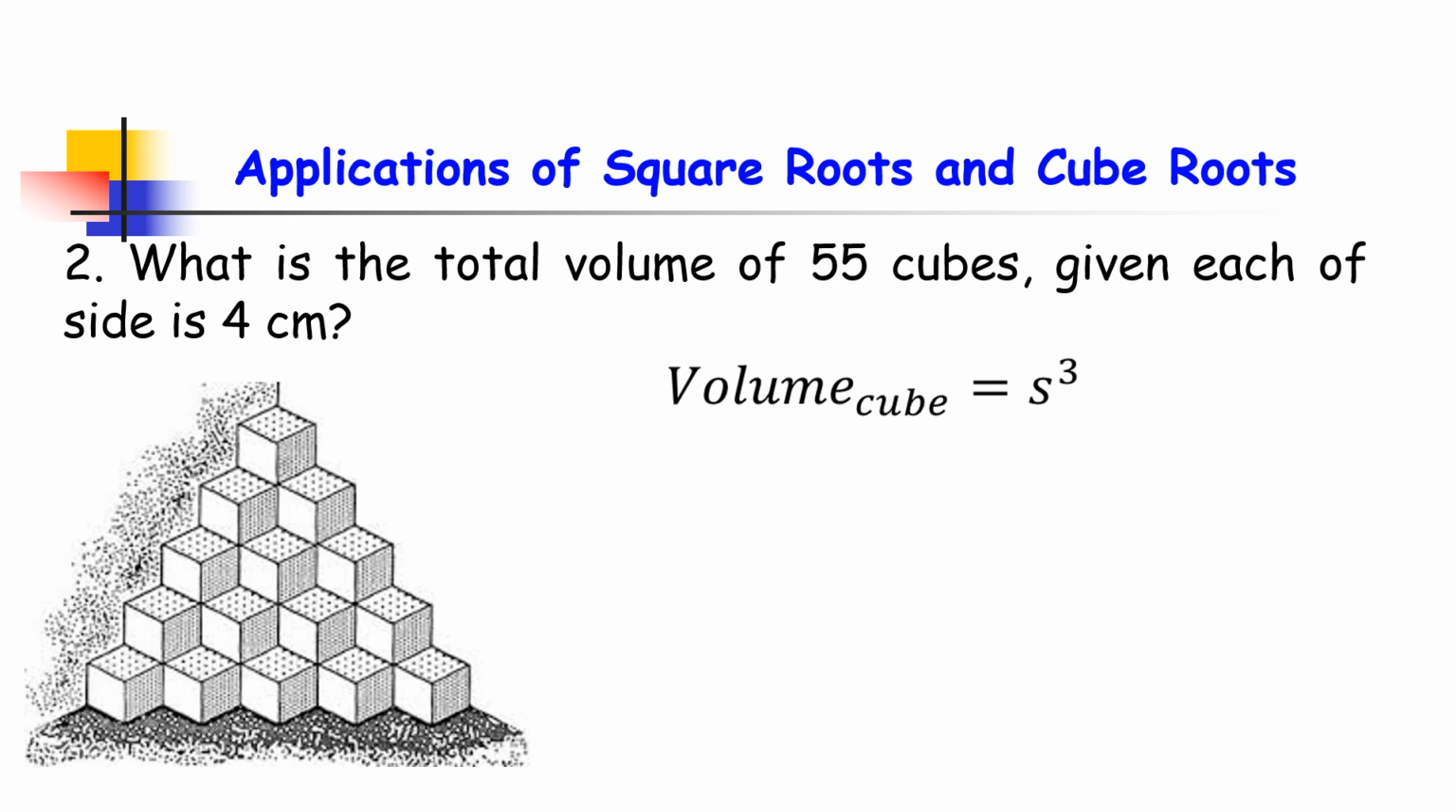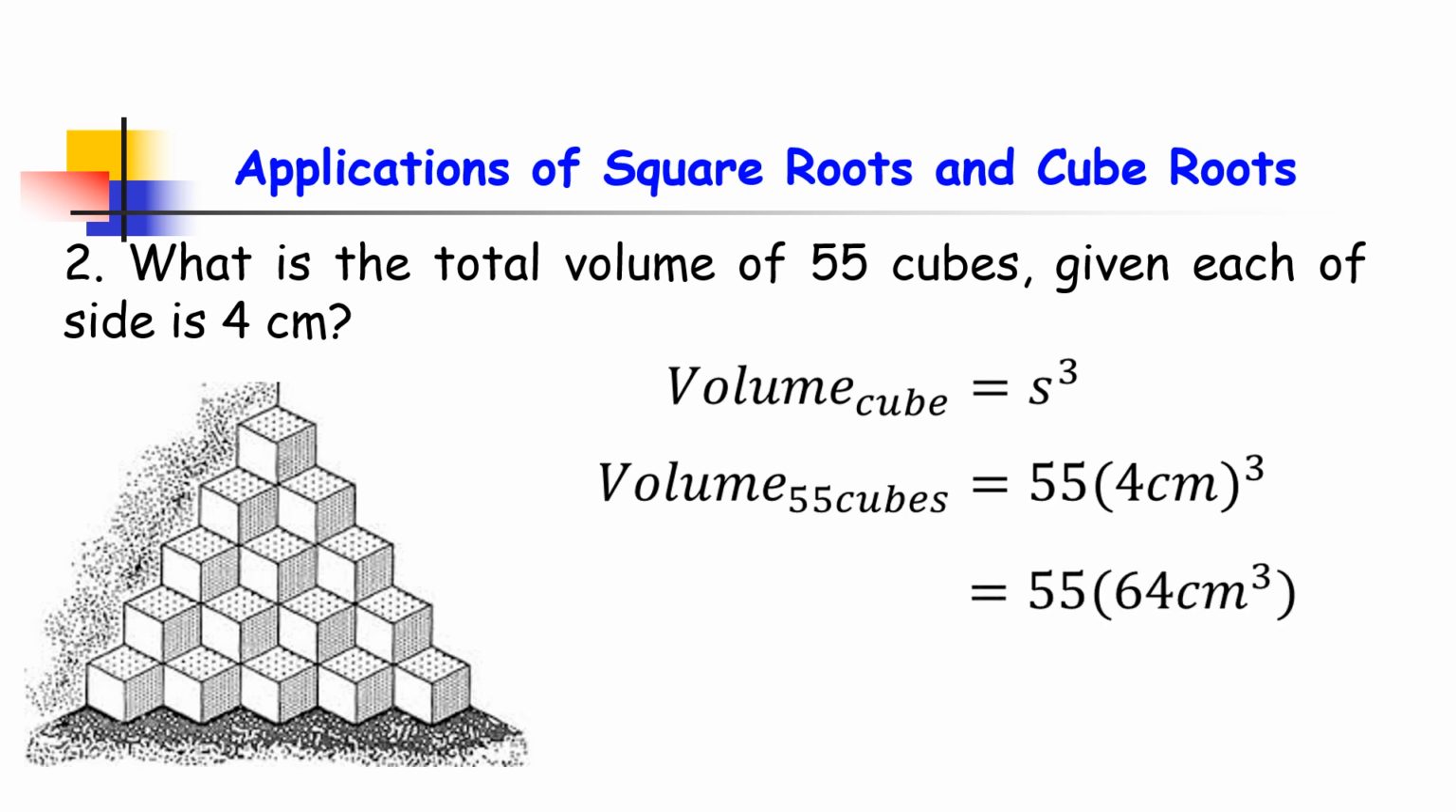And then, since we are looking for the volume of 55 cubes, the volume of 55 cubes equals 55 times the volume of 1 cube, which is 4 centimeters to the third. And 4 to the third is equal to 64. 64 times 55 is equal to 3,520. And don't forget to put the unit. So it is cubic centimeters. So the volume of 55 cubes with a side of 4 centimeters is 3,520 cubic centimeters.